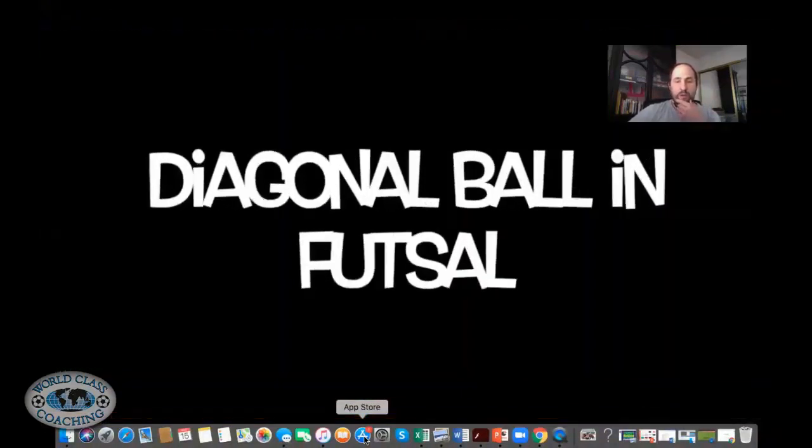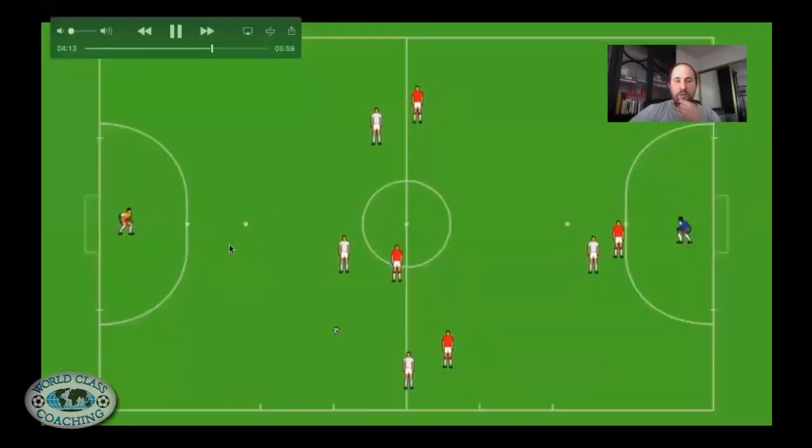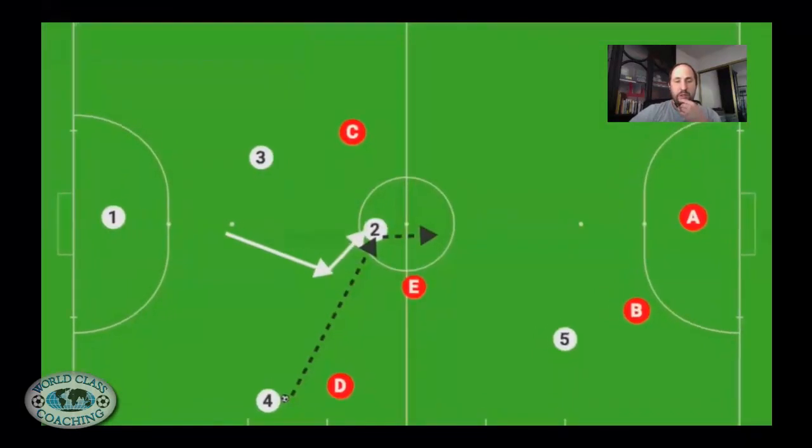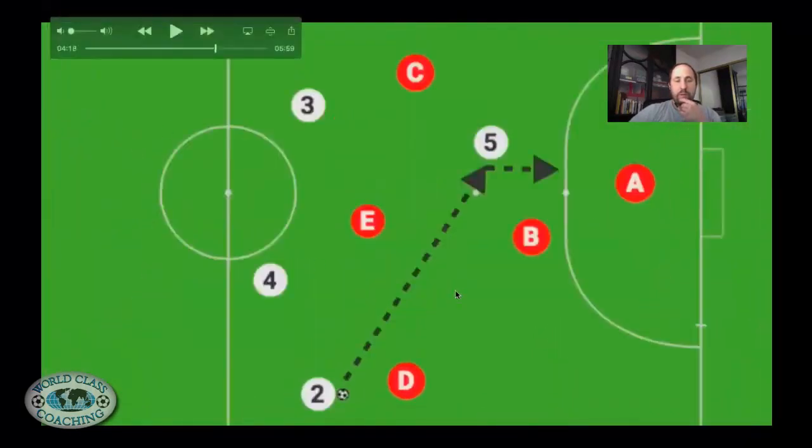So we're talking about futsal. How is it in futsal? How does it work in futsal? The diagonal ball is part of any rotation in futsal. In futsal, most of the time you don't have much spacing behind. Think about this: two under pressure by D. It's going to be hard to find the ball behind B.